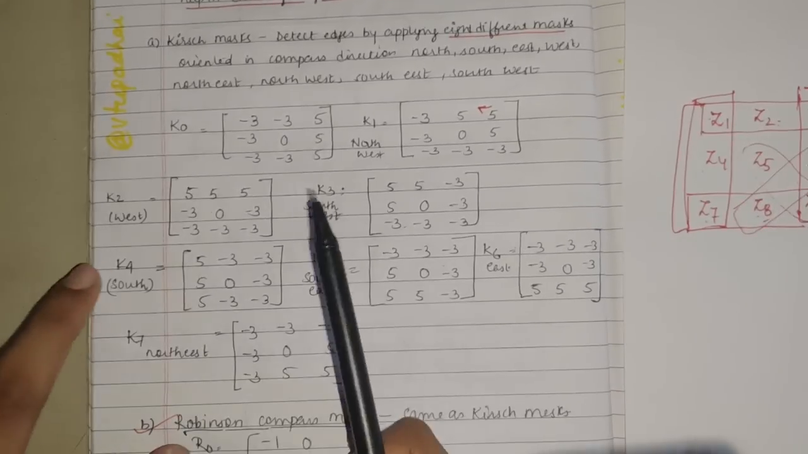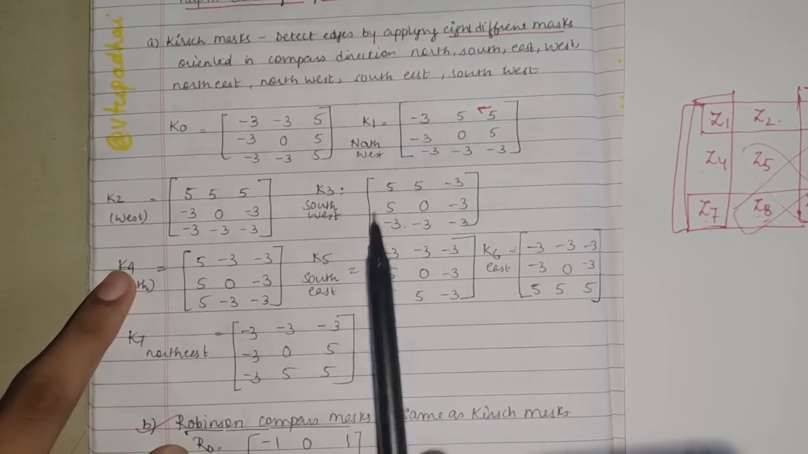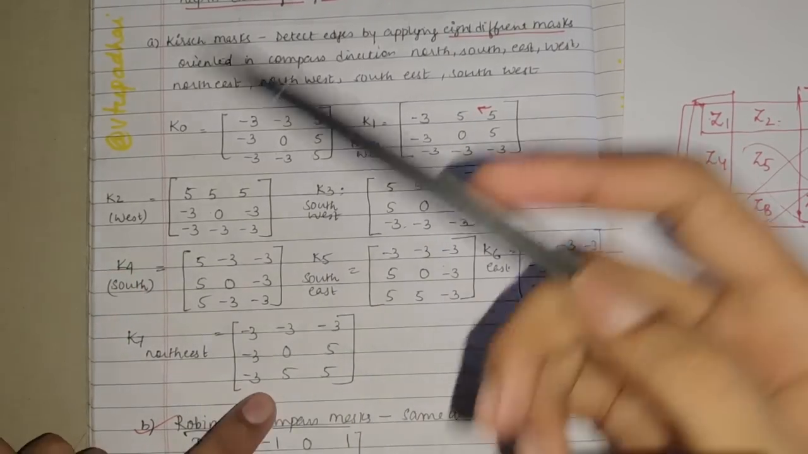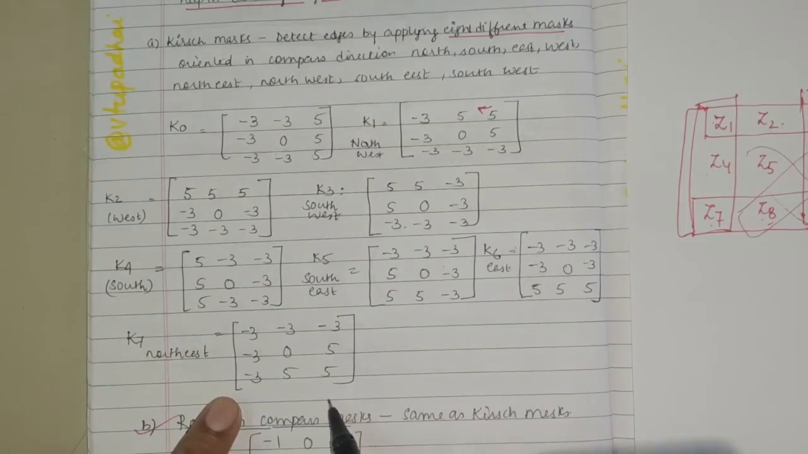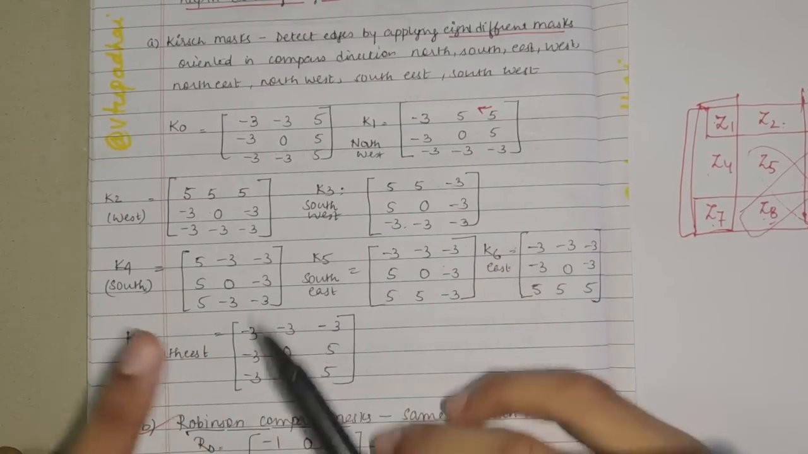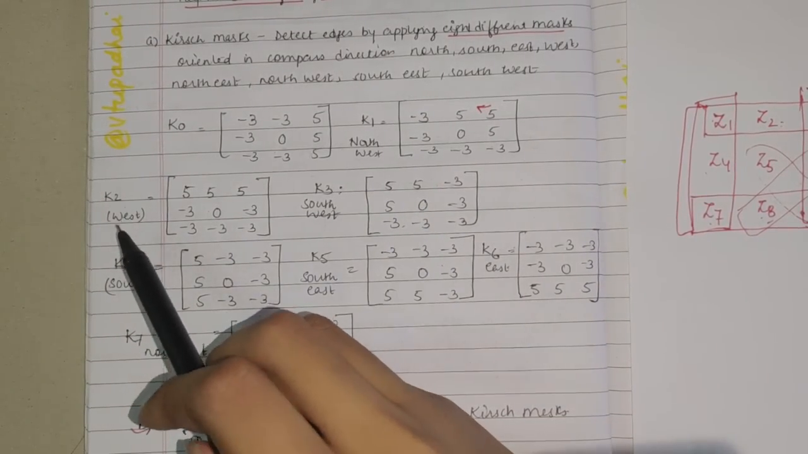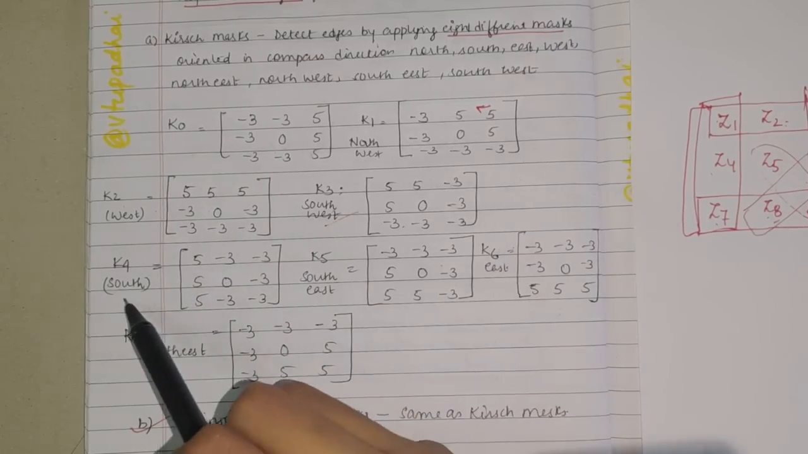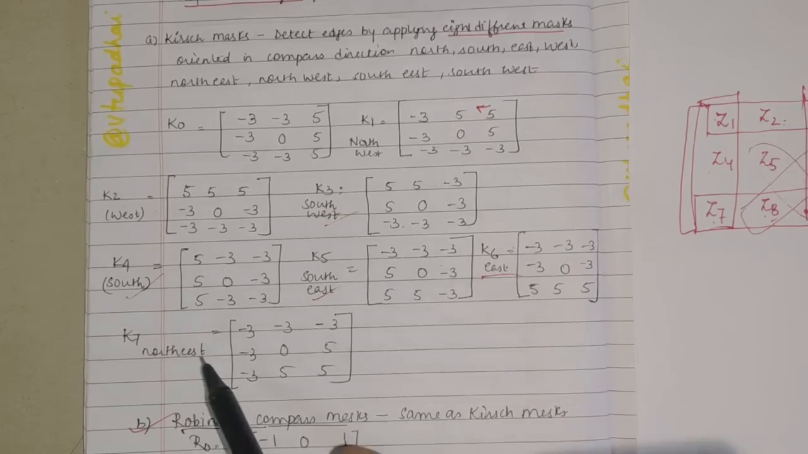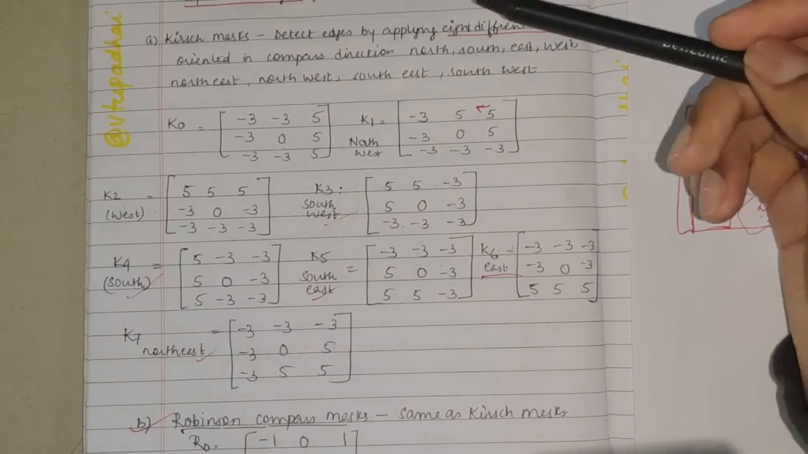And the same for k2. Keep on performing this operation, guys, until you get this matrix in k7. When you perform it, you will get this matrix. Similarly, k2 is for west, then southwest, south, southeast, east and northwest. So the same thing applies for the Kirsch mask.